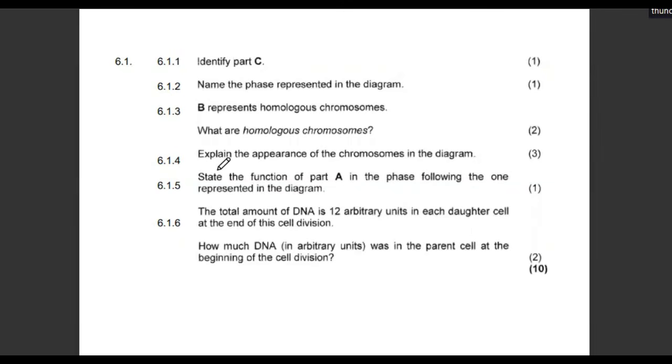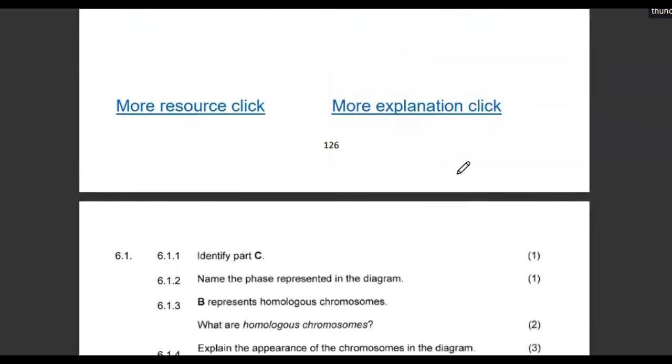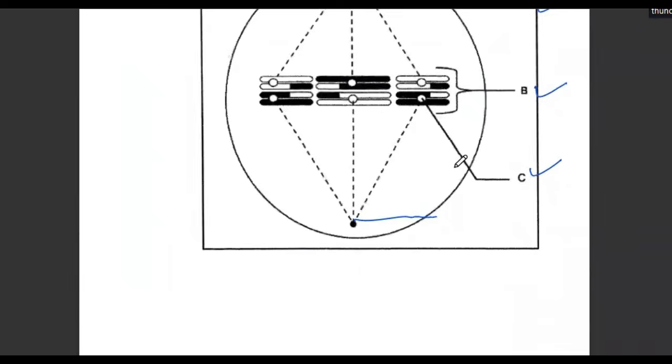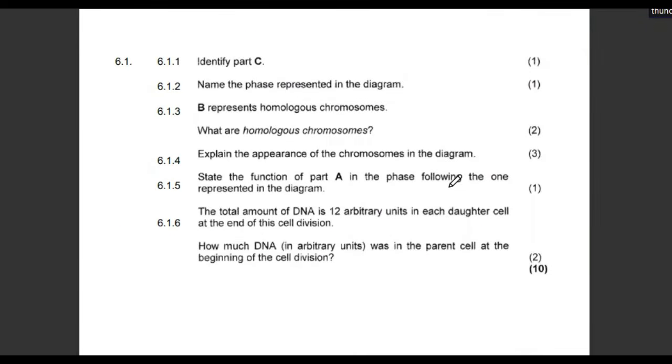Locus is the position of a gene, singular. Loci when they are many. Explain the appearance of chromosomes in the diagram. Why are they shaded like this? It is due to crossing over, which took place in prophase 1, whereby the chromatids exchange genetic material. That's why they are like that.